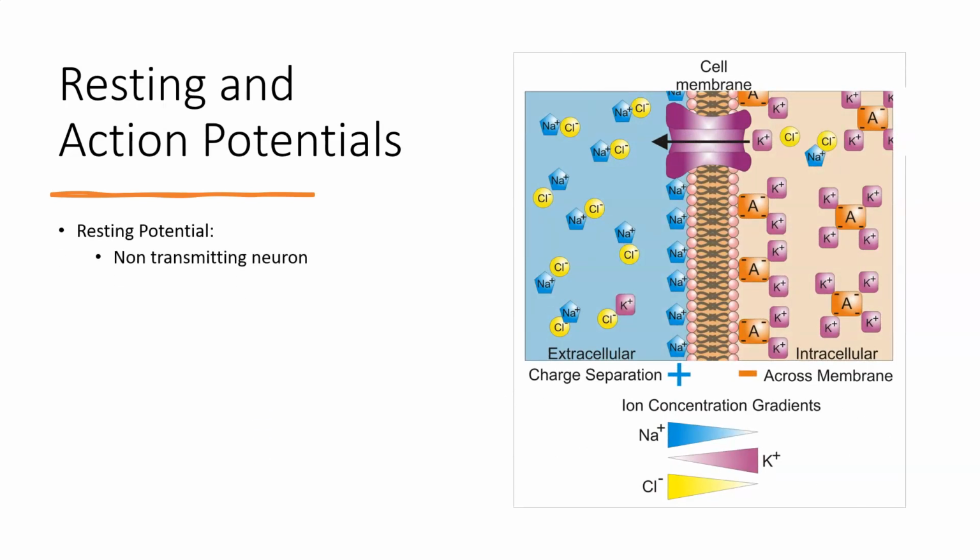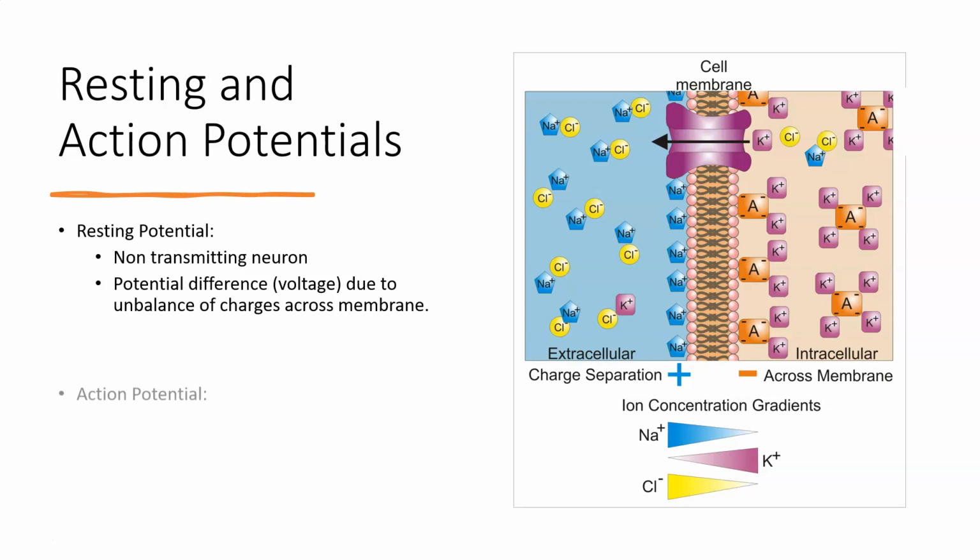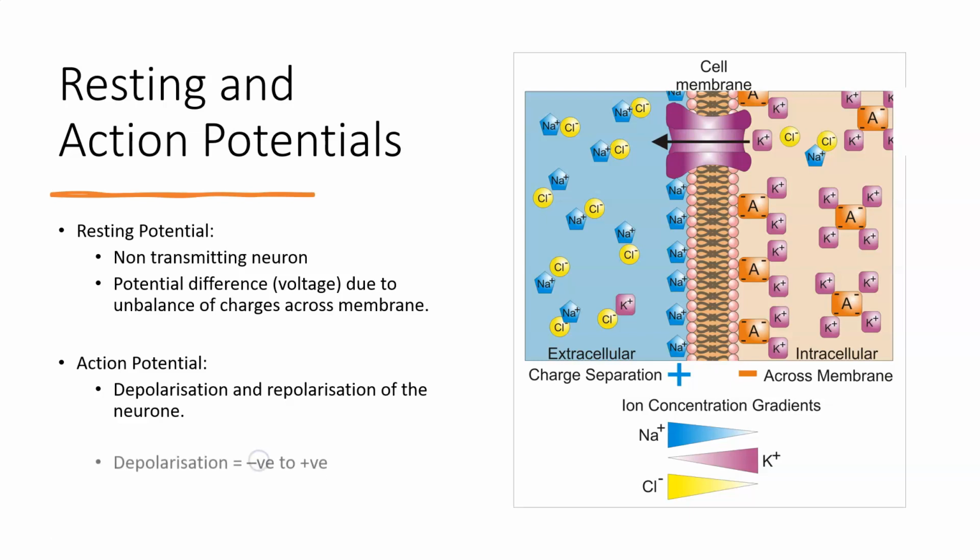So our resting potential is in a non-transmitting neuron, so it's not at that stage transmitting, but we have a potential difference. We've got voltage, okay, due to the unbalance of charges across the membranes. We are ready to transmit, but we're not yet transmitting. Now we get an action potential when we have what we call depolarization and repolarization of the neuron. This is as the current passes along the neuron. So depolarization is where we go from a negative charge to a positive charge. Repolarization is positive charge to negative charge.